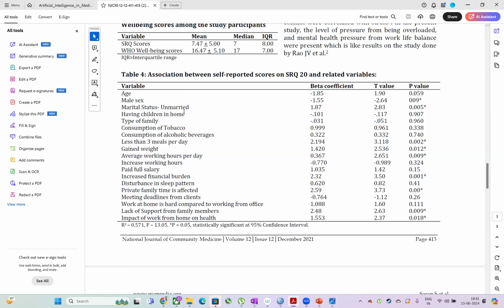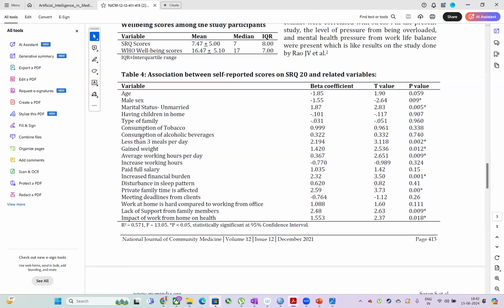That is why in linear regression, you have to make sure that you mention only the risk category. In marital status, unmarried and married, which is the risk category? Unmarried. So show only that. Having children in home, yes, no, which is the risk category? Yes. So have only that. Type of family, nuclear and joint, which is the risk category? Nuclear. Have only that. Consumption of tobacco, yes, no, have only yes. Meals per day, less than 3 meals, greater than 3 meals, the risk is less than 3 meals. So only the risk category of the independent variable should come in the table.